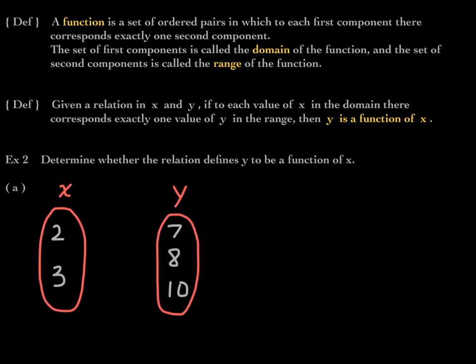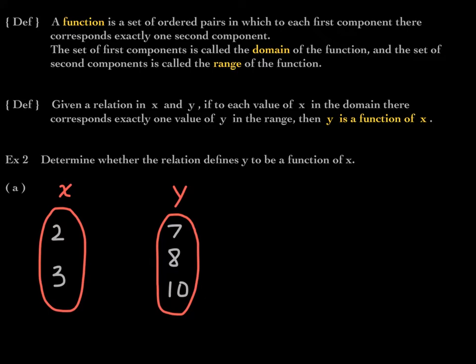All right, here we go. Example 2. Determine whether the relation below defines y to be a function of x. In other words, in order for y to be a function of x, that means every x has to go to exactly one y.